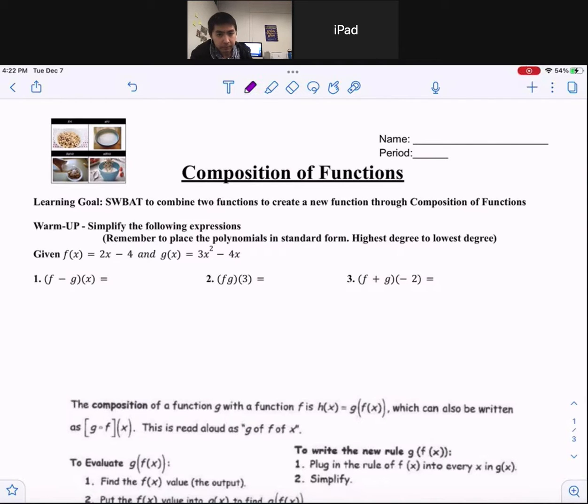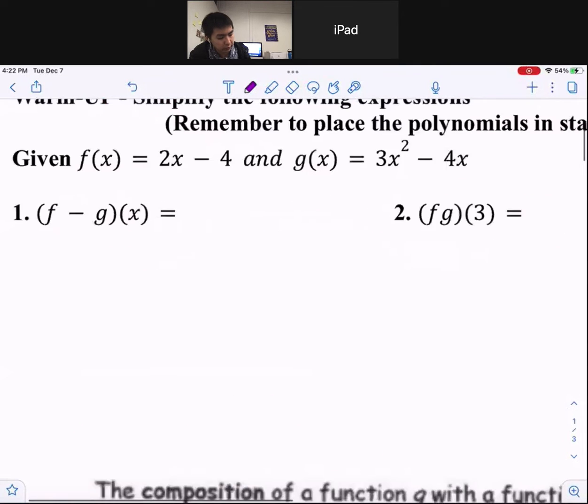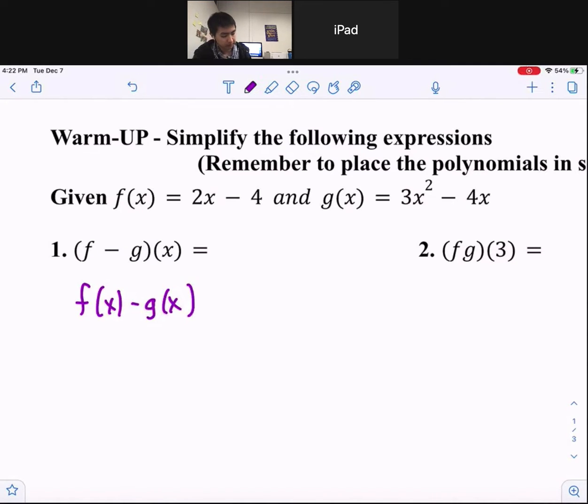For your warm-up, you simply answer all these questions given these two functions at the top. For f minus g of x, this is going to be your f of x function minus your g of x function. So f of x is 2x minus 4, minus your g function, which is 3x squared minus 4x.